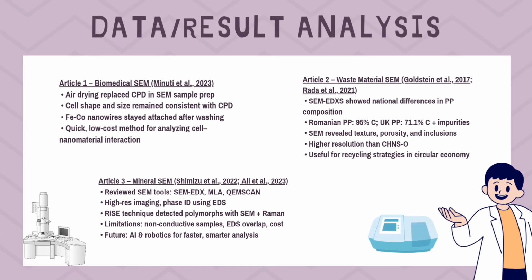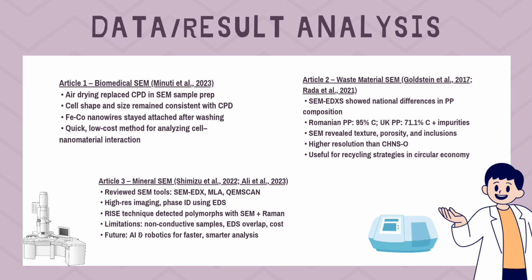Okay, the next one is result and data analysis. The first article is on biomedical SEM conducted by Minety and others, which introduced an alternative approach to traditional SEM sample preparation. The researchers employed air drying in place of the conventional critical point drying method. Their results indicate that cell morphology, specifically shape and size, remains consistent with the traditional technique. Notably, a mixture of iron and cobalt nanowires remained attached to the cell surface even after multiple washing steps, suggesting stable nanomaterial-cell interaction. This method presents a rapid, low-cost solution for analyzing cellular response to nanomaterials, with significant implications for biomedical research.